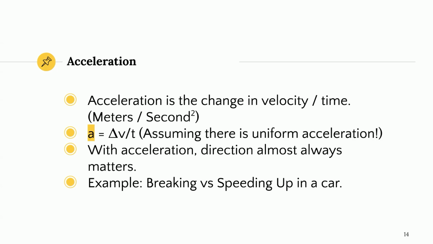With acceleration, direction almost always matters. For example, braking and speeding up in a car are both acceleration. But we want to make sure that the direction is right, because you don't want to be thinking you're braking and actually speeding up. Once again, it's another example of it being a vector instead of a scalar.